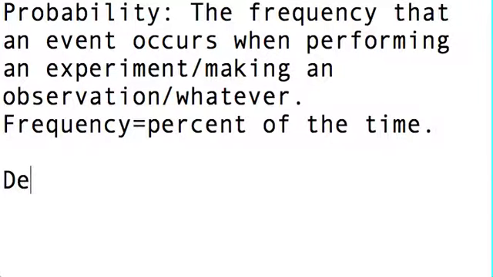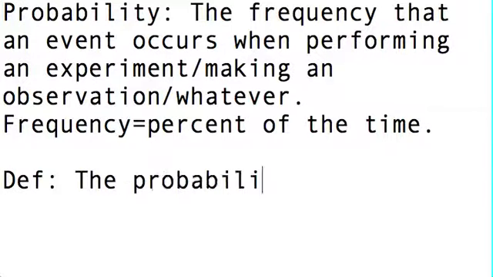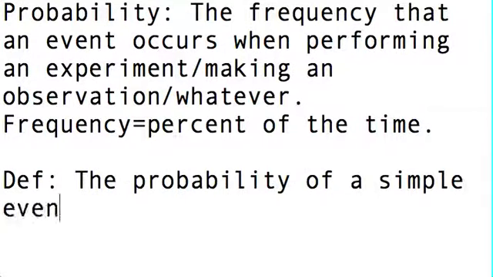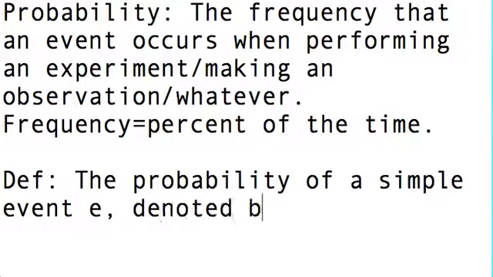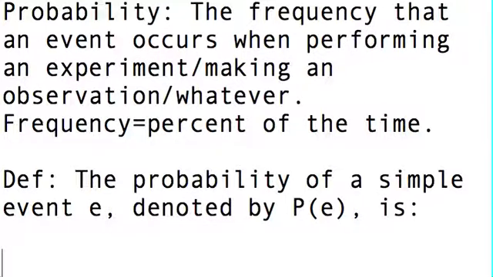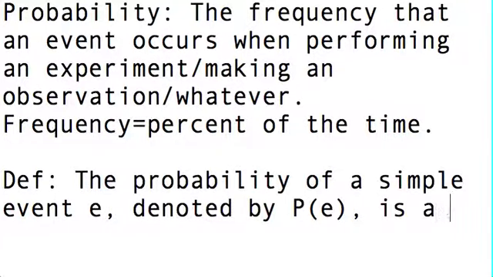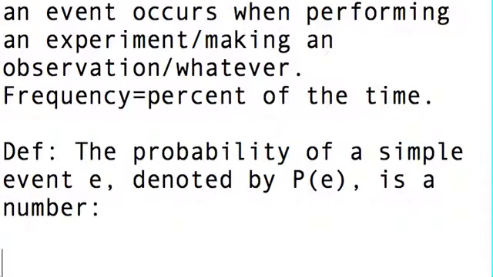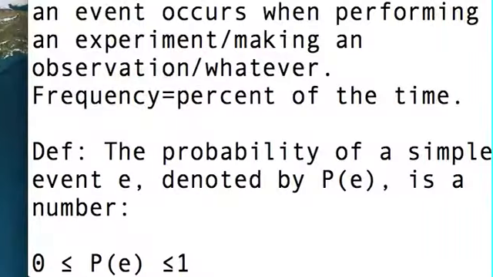So then we have a definition. So the probability of a simple event E, which is denoted by P of E, put a P and then inside parentheses E, is a number that's between 0 and 1.